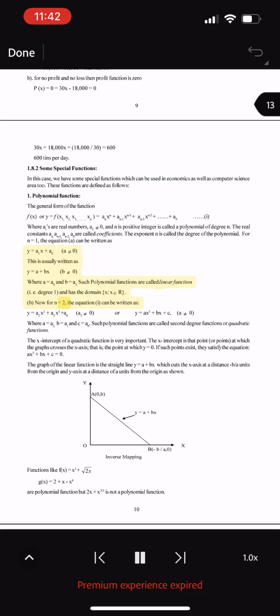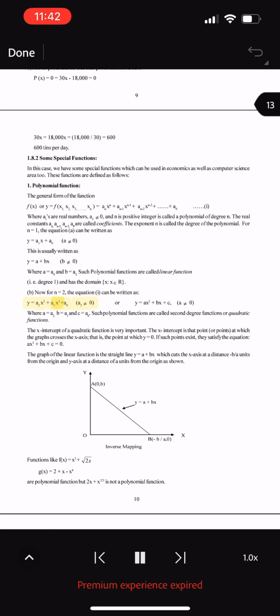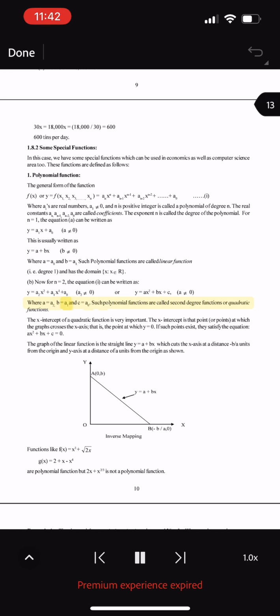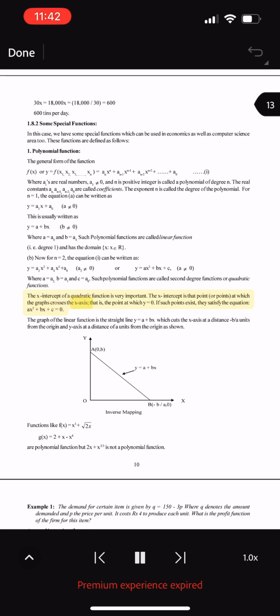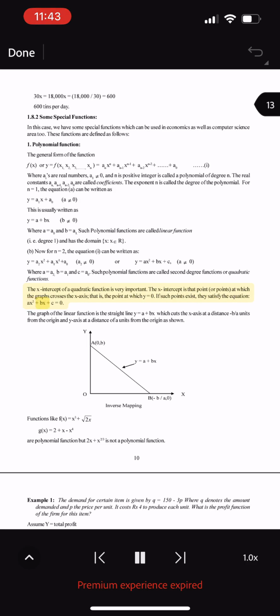Now for n equals 2, the equation can be written as y equals a_2 x^2 plus a_1 x plus a_0, a_2 not equal to 0, or y equals ax^2 plus bx plus c, a not equal to 0, where a equals a_2, b equals a_1 and c equals a_0. Such polynomial functions are called second-degree functions or quadratic functions. The x-intercept of a quadratic function is very important. The x-intercept is that point, or points, at which the graph crosses the x-axis, that is, the point at which y equals 0. If such points exist, they satisfy the equation ax^2 plus bx plus c equals 0.